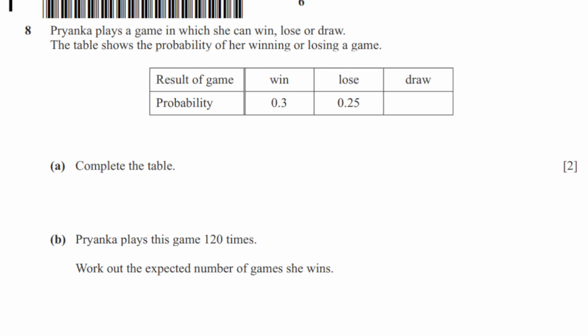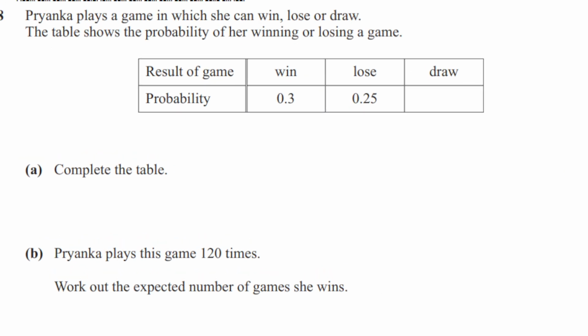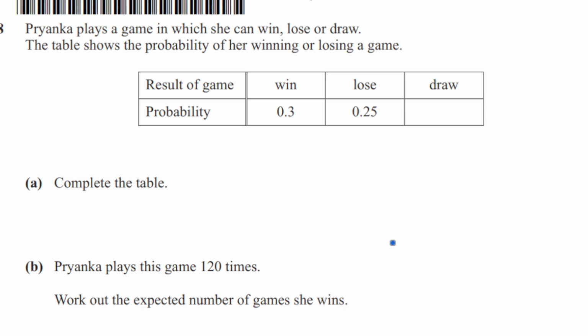Question 8 is 3 marks. This is the non-calculator. It's Cambridge. So the question says someone plays a game in which she can win, lose, or draw. The table shows the probability of her winning or losing. Complete the table. That's the first part.